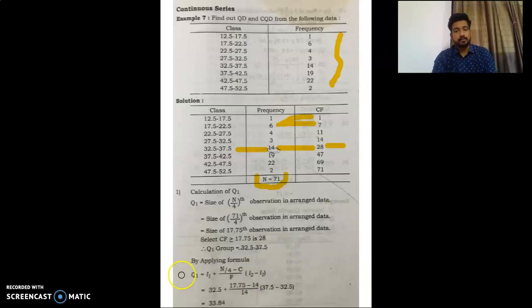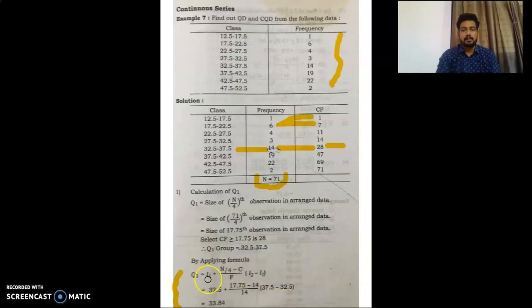Now we have a special formula for us here. With the help of that, we will have the exact answer of Q1. Formula equals L1, that is the lower limit, plus n by 4 minus C, where C is the previous cumulative frequency, divided by F, where F is the actual frequency of that particular group, multiplied in bracket by L2 minus L1, upper limit minus lower limit. So now we will put the values in this particular formula.